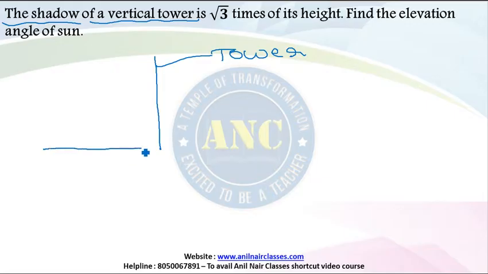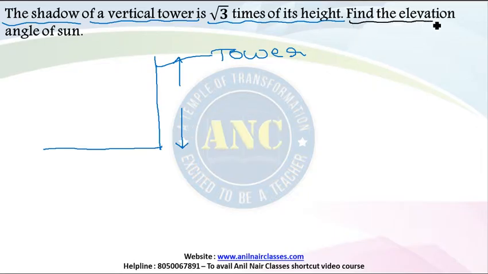Now, the shadow of that vertical tower is root 3 times its height. There is some height for this vertical tower, but I don't know it. Usually the general notation is to assume the height as x or h, which your textbook will use. Let us not use that methodology of x or h. The shadow of a vertical tower is root 3 times its height.